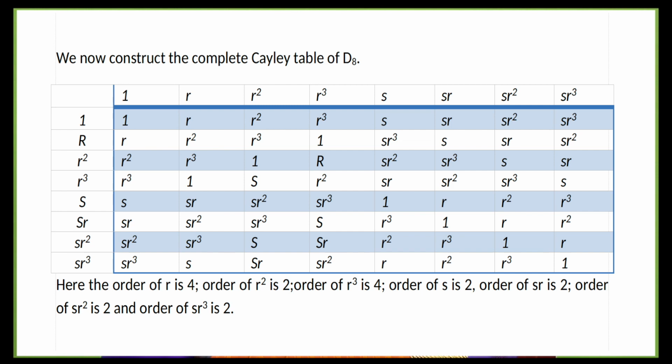Here the order of R is 4, order of R square is 2, order of R cube is 4, and order of S is 2, and order of SR is 2, order of SR square is 2, and order of SR cube is 2.